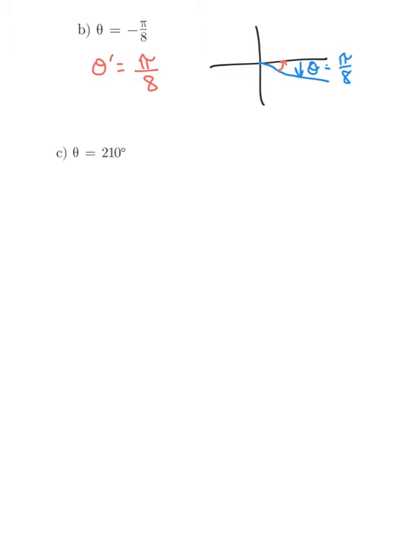For problem C, the angle that we are given is 210 degrees. So if we set up our axes and then we sketch 210 degrees, we're going to start at 0. Going to the negative x takes us to 180, so we need to go another 30 degrees into the third quadrant. So there's theta of 210 degrees.